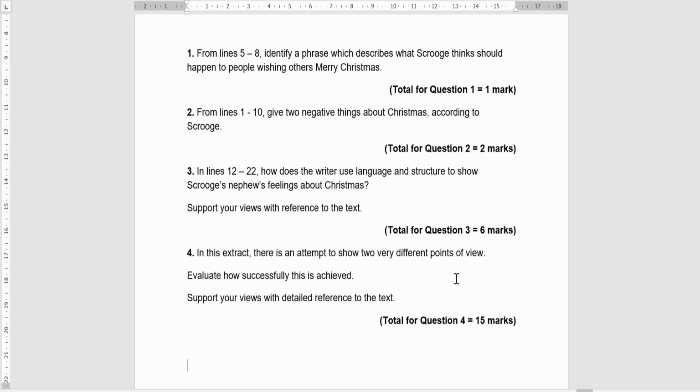What we're going to do now is just quickly whip through the level 5 descriptor. So, the descriptor is just a description of what level 5 work will be like. So, this is work that would have received 13 to 15 marks. Yeah? So, it's the top grades. It's level 5, but it's the top grades, so you're 8 and 9.